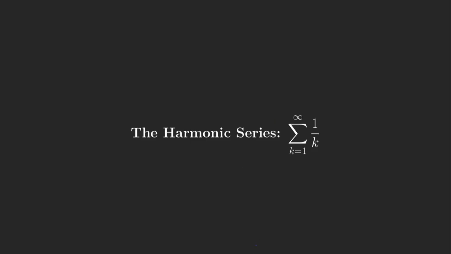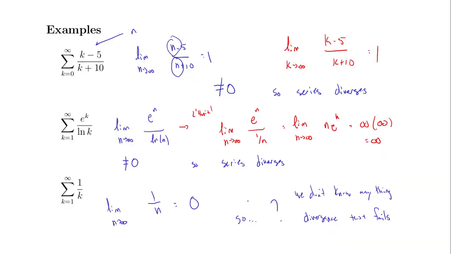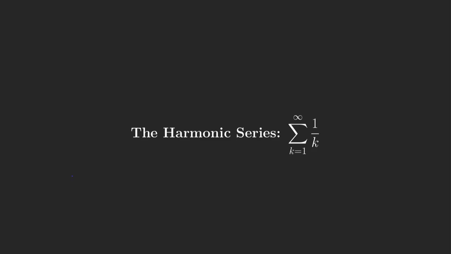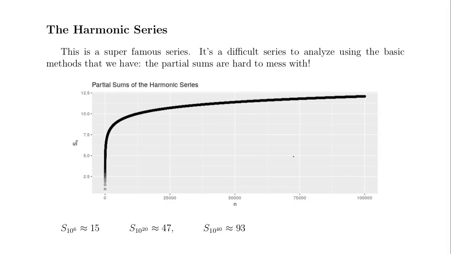I want to look at that last series that we looked at, this one here, the sum as k goes from 1 up to infinity of 1 over k. This is a very special series. It's called the Harmonic series. It's a super famous series. There are lots of good reasons why the Harmonic series is interesting, but I just want to jump into analyzing it a little bit.